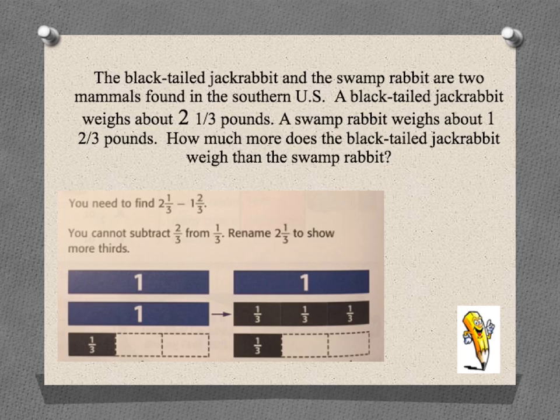Well, we're going to be comparing the weights of these two mammals. And I have 2 1/3 minus 1 2/3. And I can see right away if I have 1/3, I can't take away 2/3, so I'm going to have to rename.